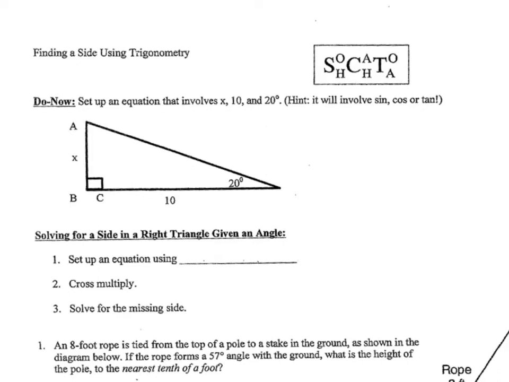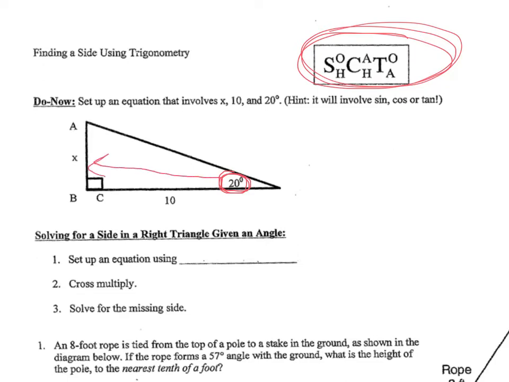The first one says, set up an equation that involves x, 10, and 20 using sine, cosine, or tangent. One of the things you want to realize is that we're using SOHCAHTOA trig ratios in every one of these. The angle measure that I have is 20 degrees. The x is definitely the opposite side, and the 10 is definitely the adjacent side. So I ask myself, which of these trig functions, sine, cosine, or tangent, all deal with opposite over adjacent? And it's definitely the tangent function.